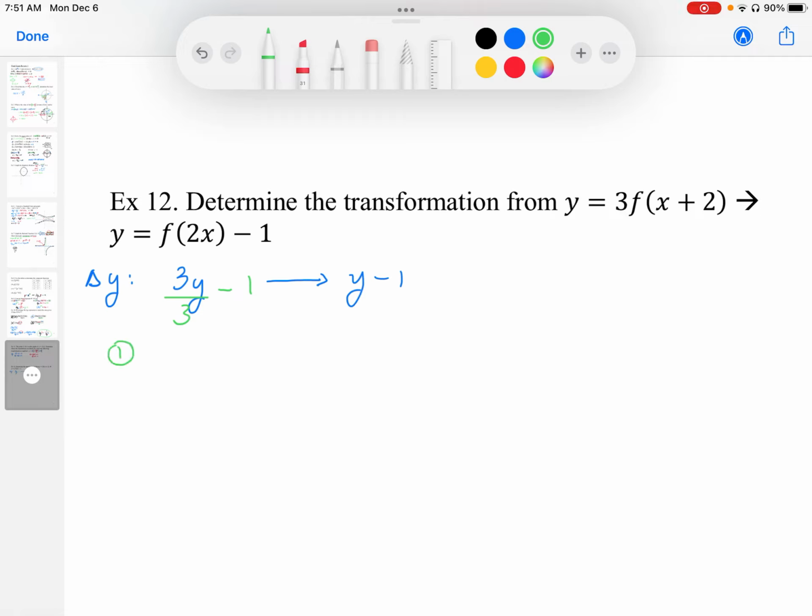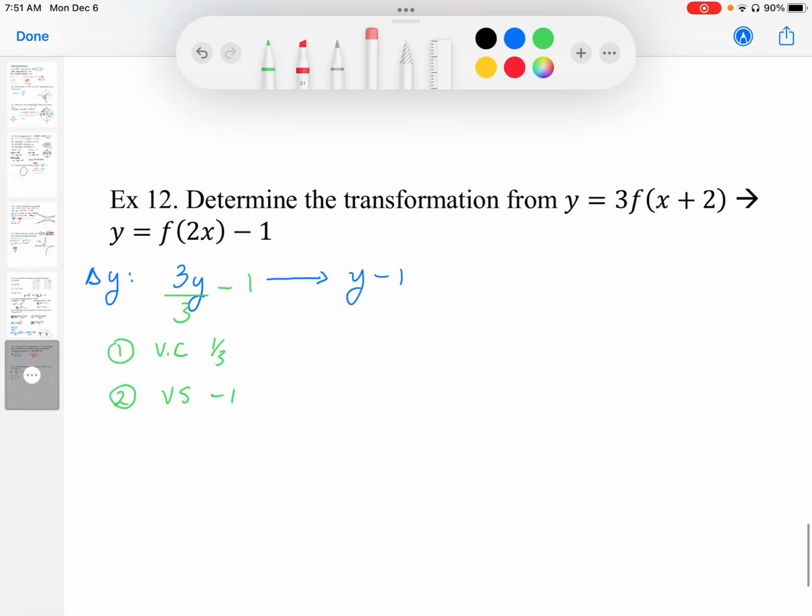So the first thing we're going to do is a vertical compression of 1/3. And the second thing is a vertical shift down 1. So I start with the 3, I compressed it into just a regular f, and then I subtracted 1 to get it down 1. Okay, so there's my y's. So let's now look at the x's.